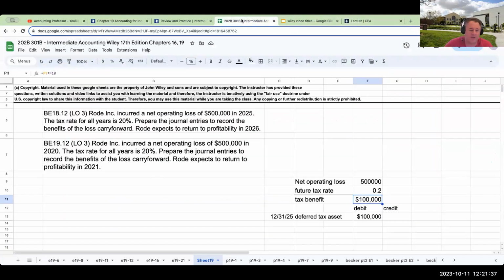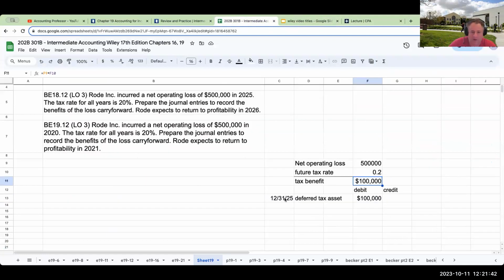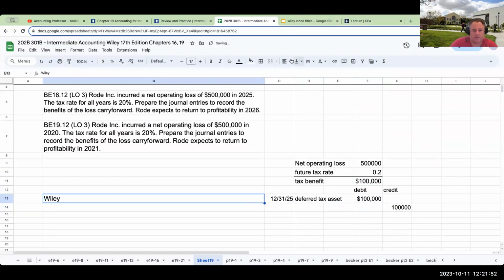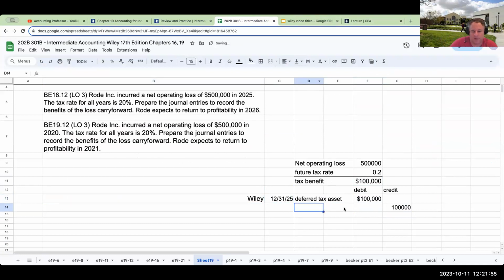So I want to apologize to my viewer, right? So if we were to go through and do this the Wiley way, Wiley would come over here. They would debit deferred tax asset, and they would be going over here and crediting income tax expense, to record the benefit of an NOL carry forward.